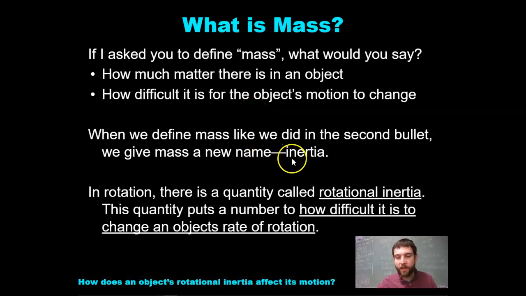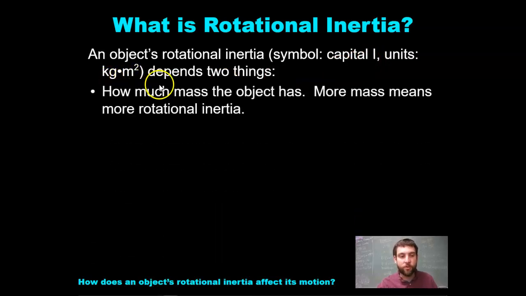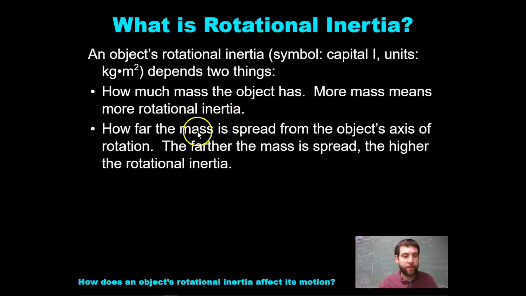In rotation, there's a quantity called rotational inertia, or moment of inertia. This quantity puts a number to how difficult it is to change an object's rate of rotation. An object's rotational inertia, capital I, again, units kilograms times meters squared, depends on two things. How much mass the object has, that's the kilogram. More mass means more rotational inertia. And how far the mass is spread from the object's axis of rotation. The farther the mass is spread, the higher the rotational inertia.